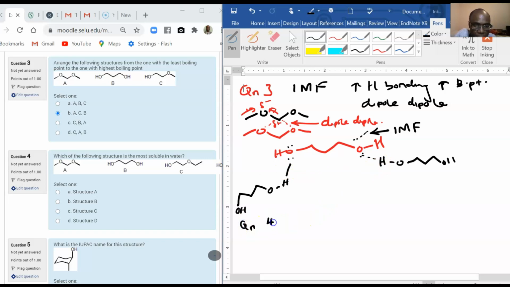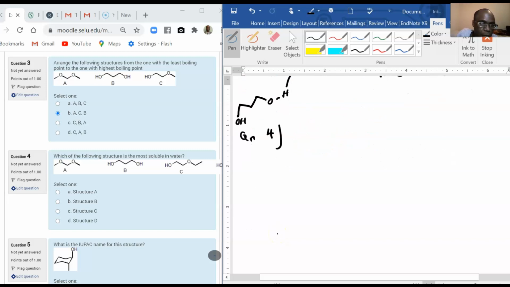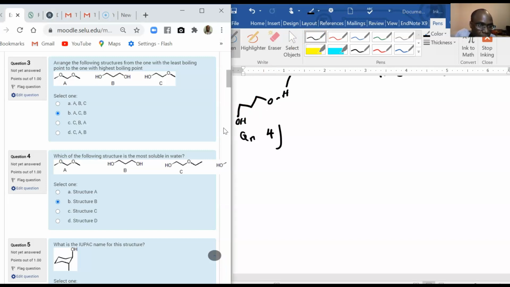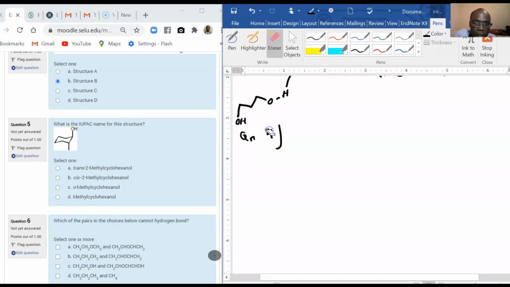Now let's do question 4. What does it say? Which of the following structures is the most soluble? Again, the one that can do more hydrogen bonding is the one which is more soluble. The answer is B. And then let's go to the next one. What is the IUPAC name for that structure? So let me do question 5 on here.